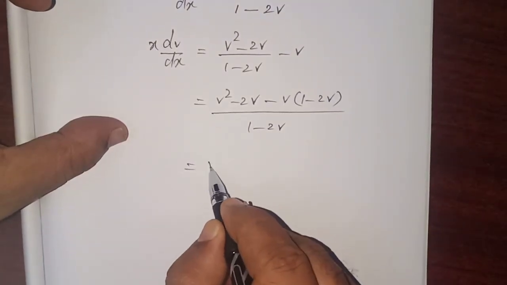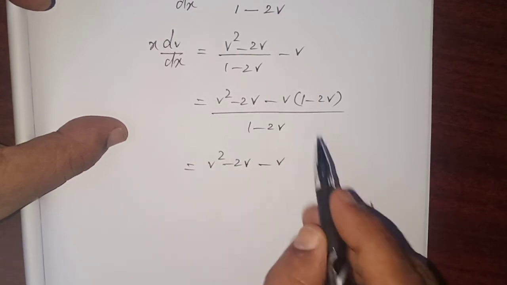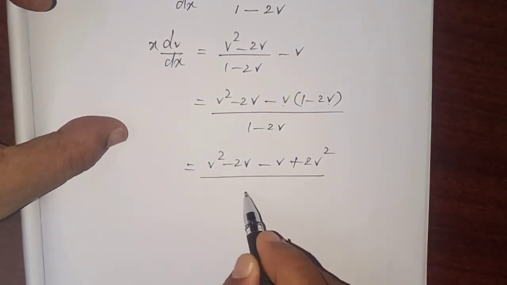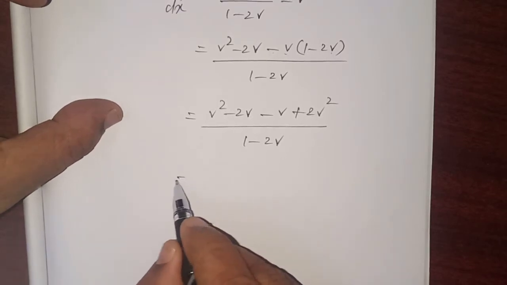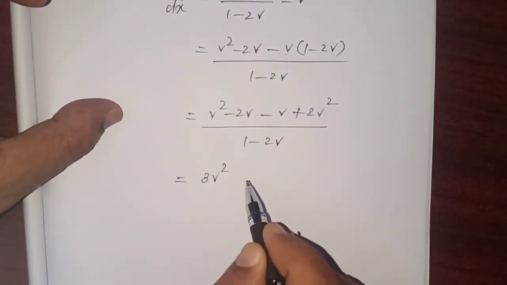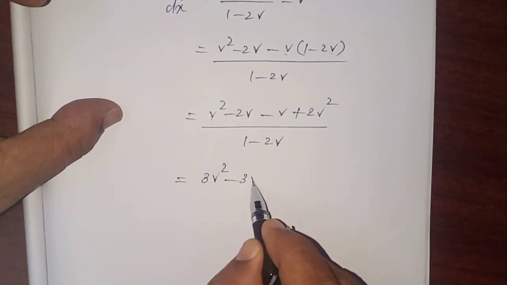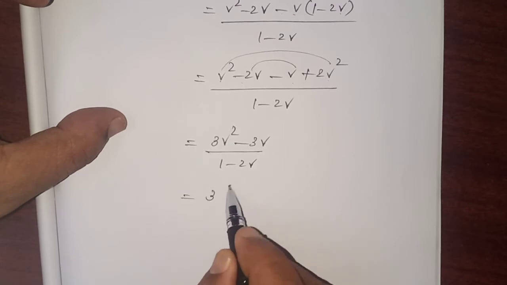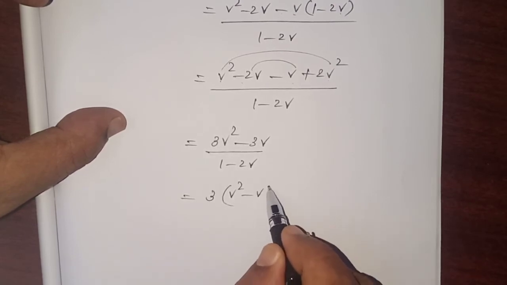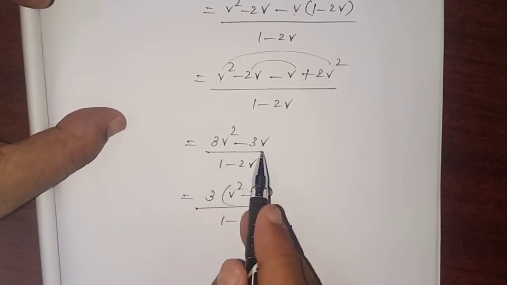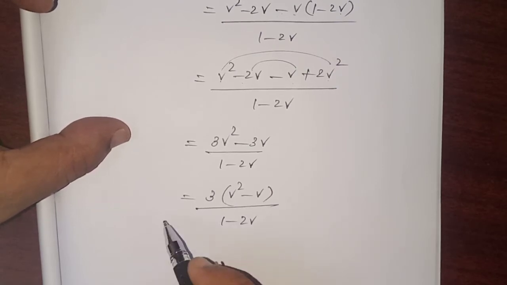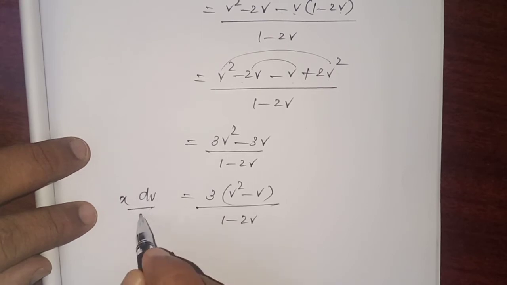The next step, v square minus 2v minus v into 1 minus 2v: minus into minus plus v into 2v is 2v square, whole divided by 1 minus 2v. That is equal to 2v square plus v square is 3v square, minus 2v minus v that is equal to minus 3v. These together divided by 1 minus 2v. Take 3 as common. If you take 3 as common, you will be getting v square minus v divided by 1 minus 2v. I have taken the constant only common. Right? What is in the left hand side? x into dv by dx.